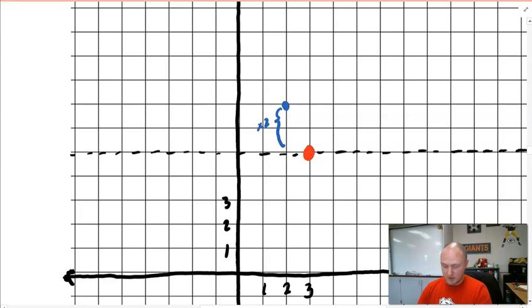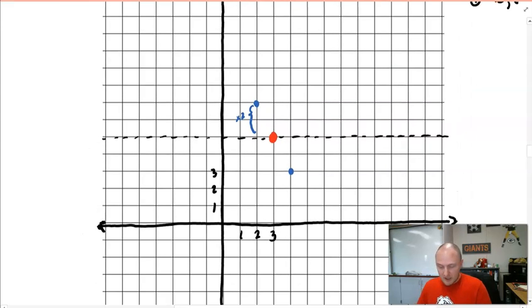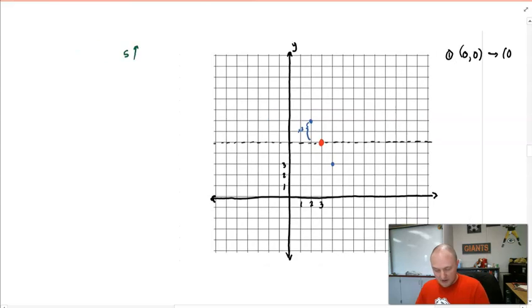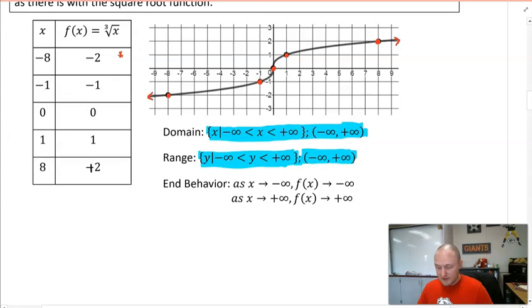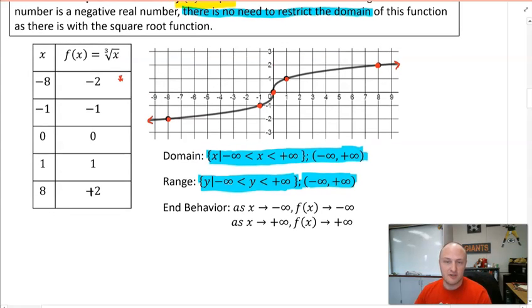Okay, now the next point, instead of going right 1, up 1, I'm going to go right 1, down 1, and right 1, down 2. That's because of my reflection, and again, because of my stretch. All right, so there's the next point. Now I'm going to go back to the parent function. Sorry, I hope I'm not making you sick with all of this movement. But the next points on my parent function are -8, -2, and +8, +2.